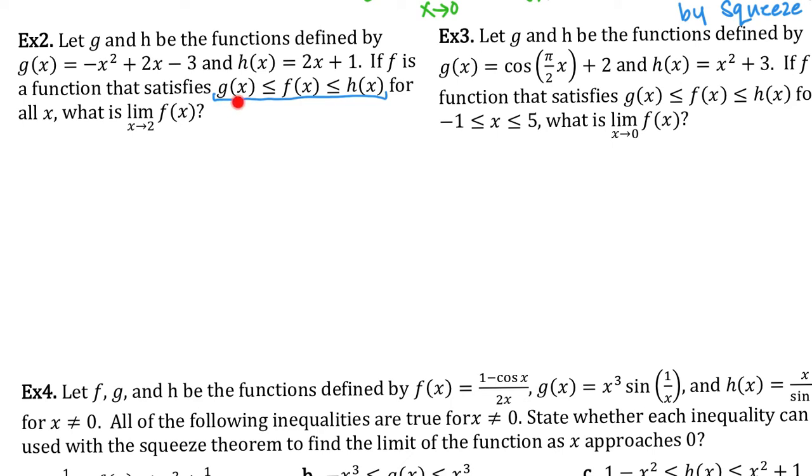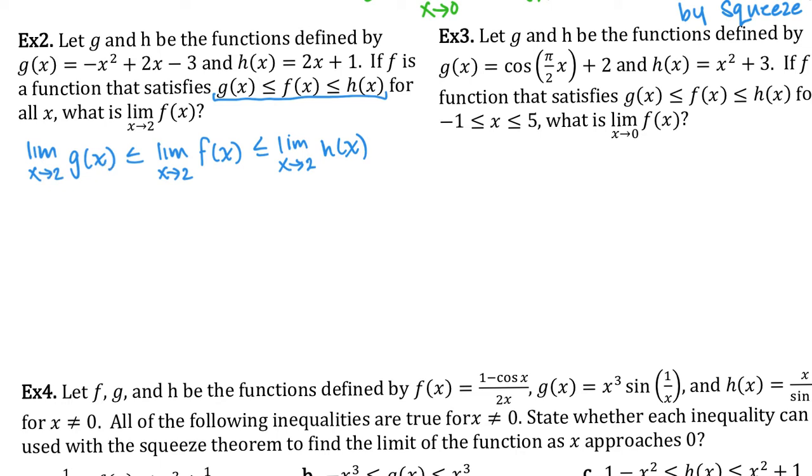Because I know g of x is less than or equal to f of x is less than or equal to h of x, then it should be true the limit as x approaches 2 of g of x is less than or equal to the limit as x approaches 2 of f of x, which is less than or equal to the limit as x approaches 2 of h of x. Now, I have no information about f of x, so I'm going to work with g of x and h of x.